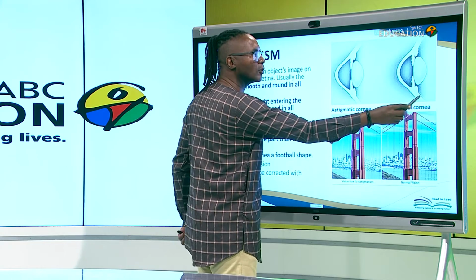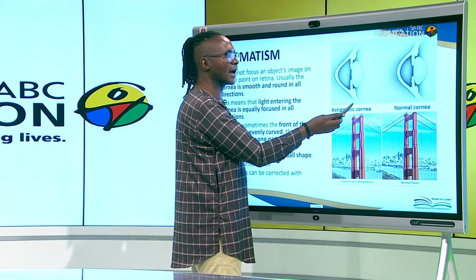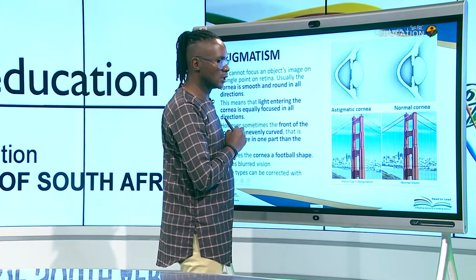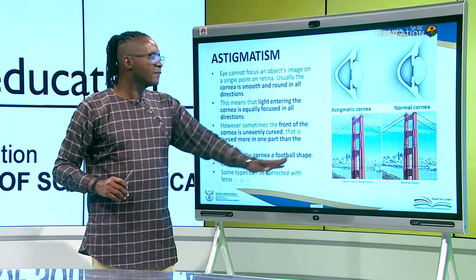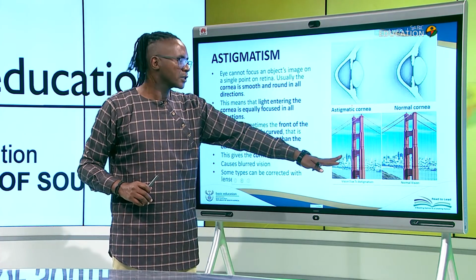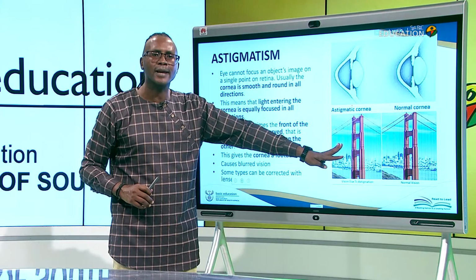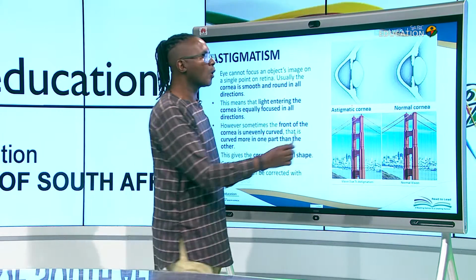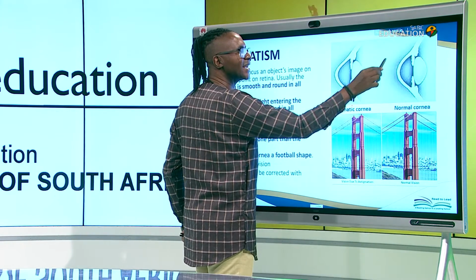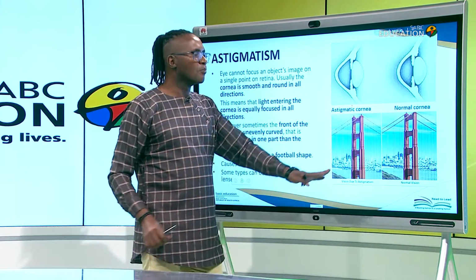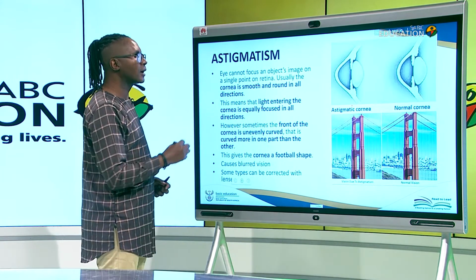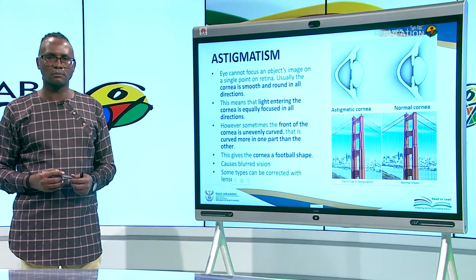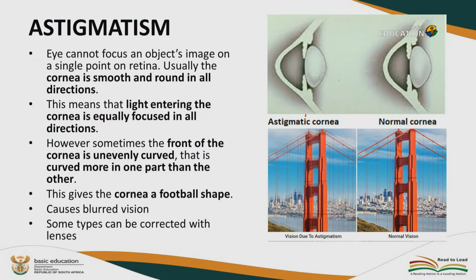This is the normal cornea, and this is astigmatism. So when you look at the two diagrams, the vision is distorted here, it's blurry, it's not clear. But when the cornea is even, it's clearer. So what could be done? What should a person do?